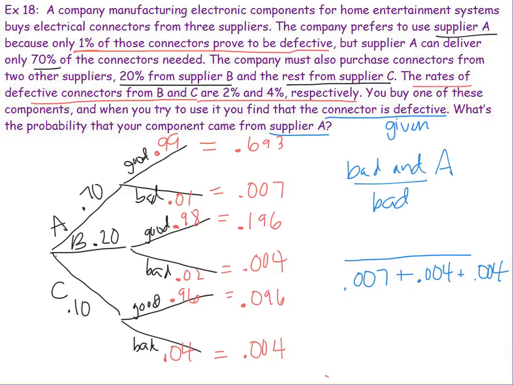Now we need the ones that are bad and from A. So the top one, A, follow the branch to bad, and we get 0.007. So let's do some combining. We know the top stays 0.007, but if you add up all of the bottoms, you get 0.015. When you divide these, you end up with 0.467, which is our final answer. All right, let's look at our very last example.